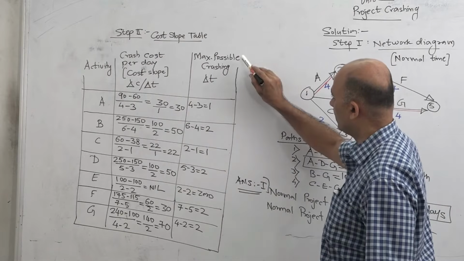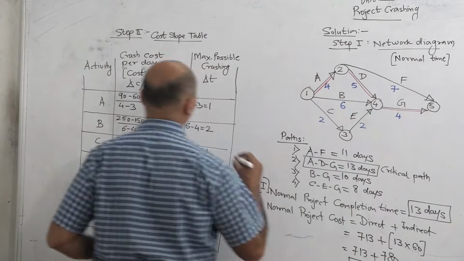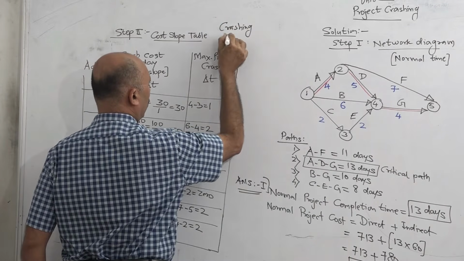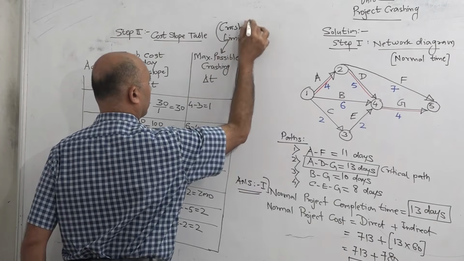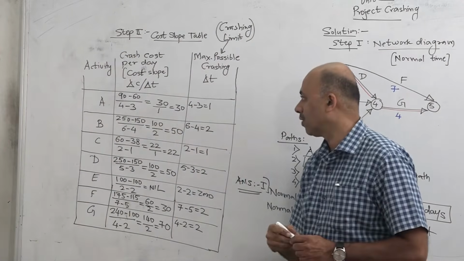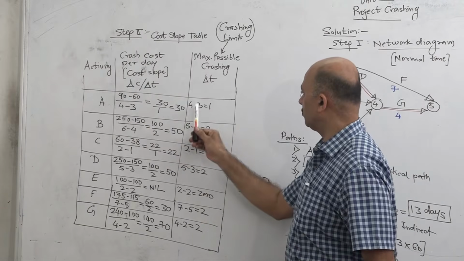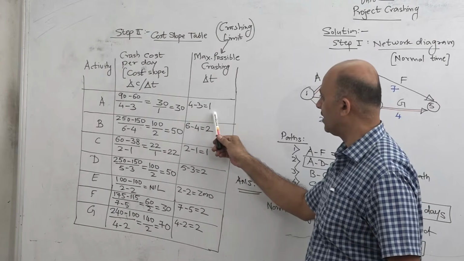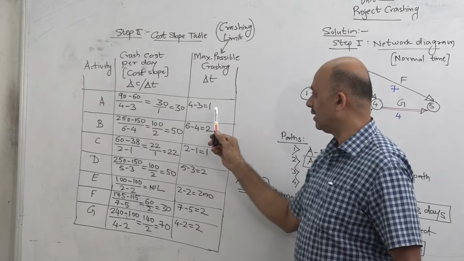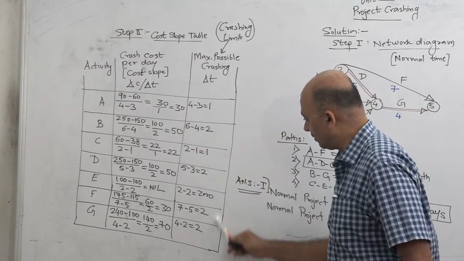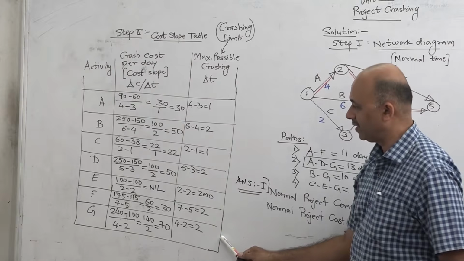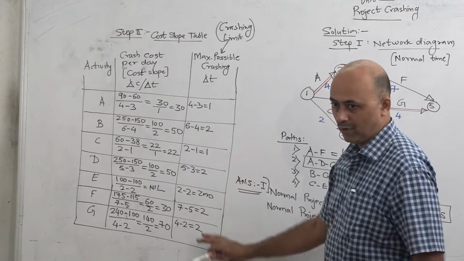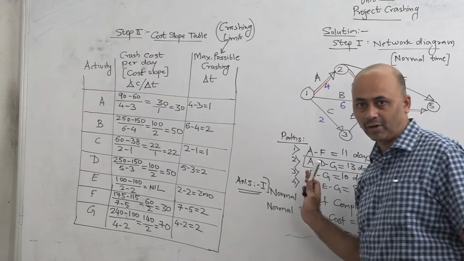Then we will also find what is the crashing limit. This is also called crashing limit: maximum possible crashing, by how many days we can crash. For example for A, the crashing limit is normal time minus crash time. Normal time is 4 days, crash time is 3 days, so 4 minus 3, 1. It means we can crash activity A by only 1 day. Similarly, we will find the crashing limit of each activity. Okay, so now this initial basic information of crashing we have prepared, and now we will go into the crashing procedure.